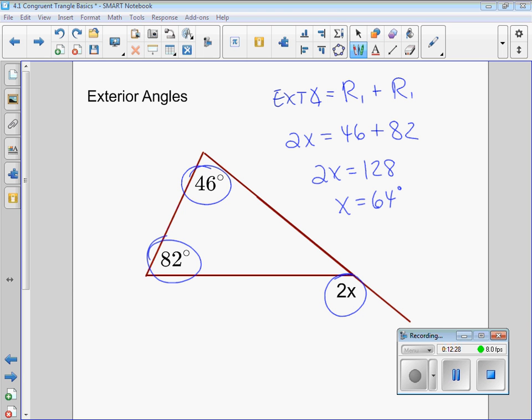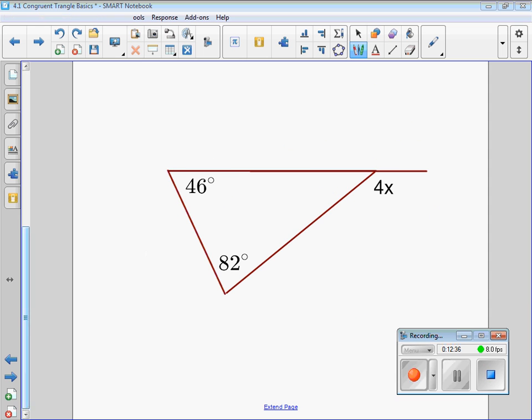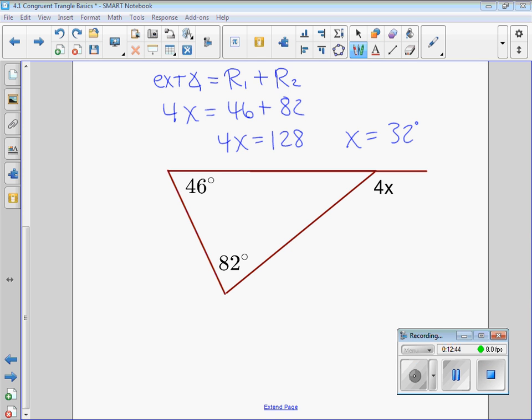Now there was no question to this problem about what to find, so I'm just going to assume that we wanted to find x. If they were asking me to find the exterior angle, I'd need to remember to plug it back in. All right, now try this one on your own. Put me on pause. And I got x equals 32. How about you?